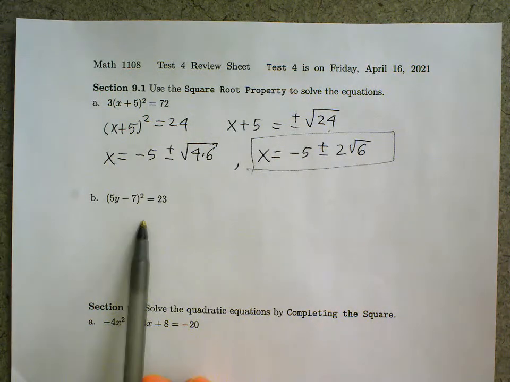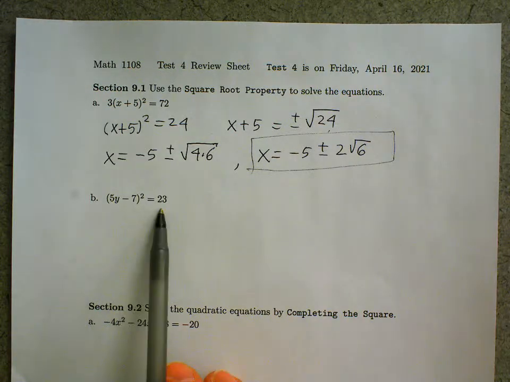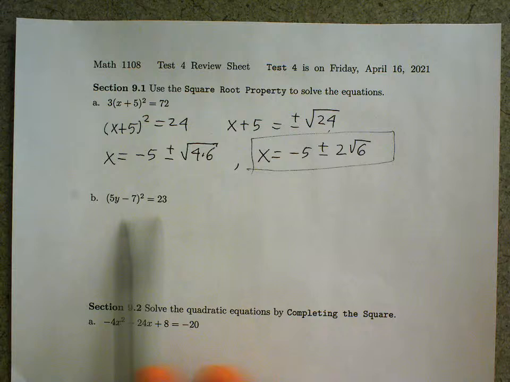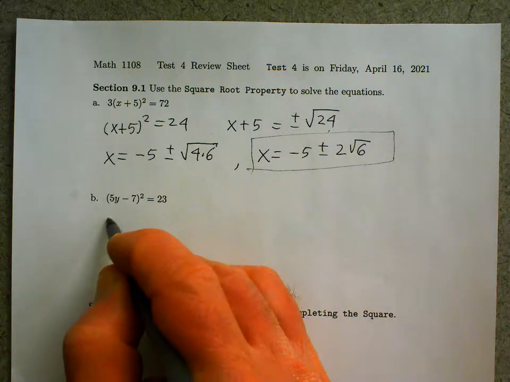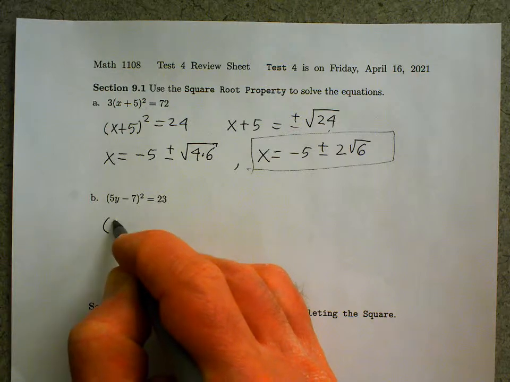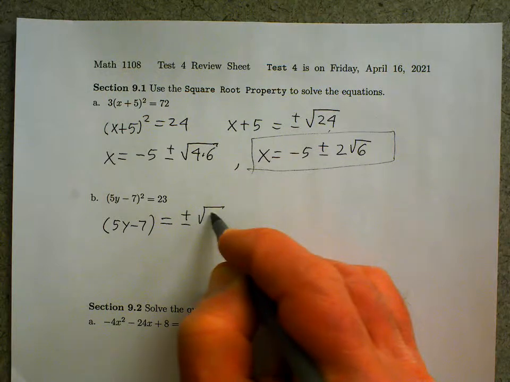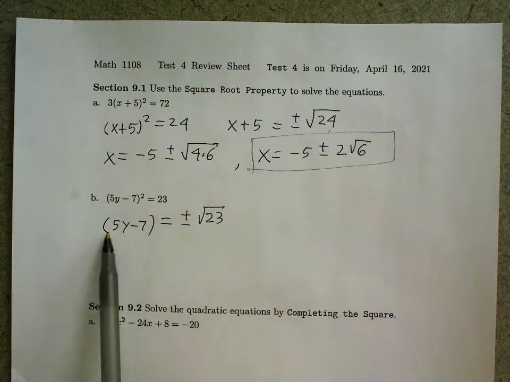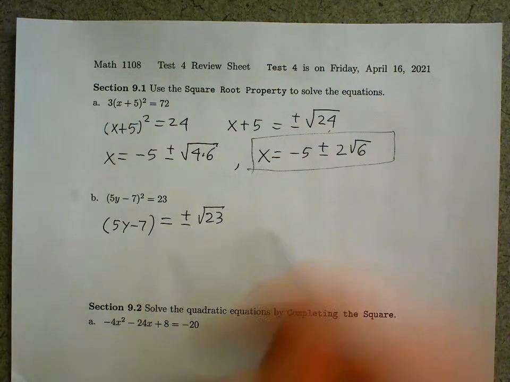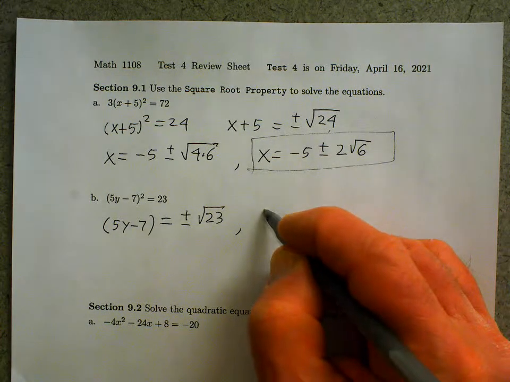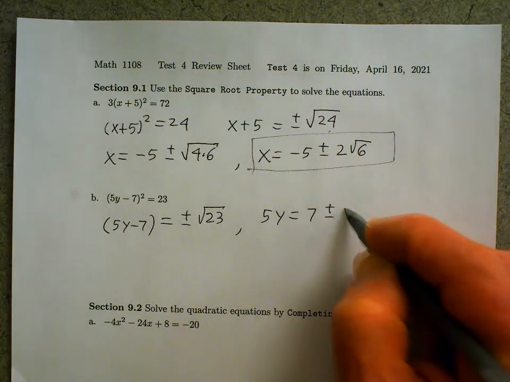In the next example, we have the binomial 5y minus 7 squared equals 23. So this is all ready for us to apply the square root property. So when we apply the square root property, we get 5y minus 7 equals positive and negative square root of 23. I don't really need the parentheses. In the next step, we can add 7 to both sides. So we get 5y equals 7 plus and minus the square root of 23.